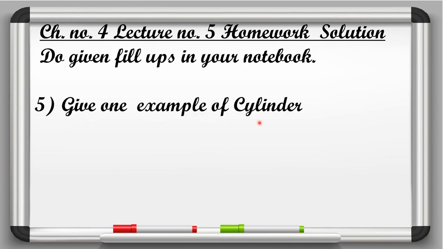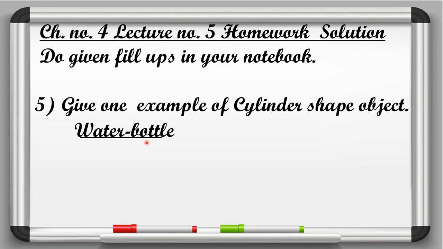Now question number 5. Give one example of cylinder shape object. हमें यहाँ पर सिर्फ one example देना है, but I will give you 4 examples. So you can write any one of them. Here you have to write the name of the object. हमें यहाँ पर properties नहीं लिखनी है बेटा. We have to write the name of the object that is of cylinder shape. So here number 1 is water bottle. W-A-T-E-R, water. B-O-T-T-L-E, bottle. Water bottle. पानी की बोतल.